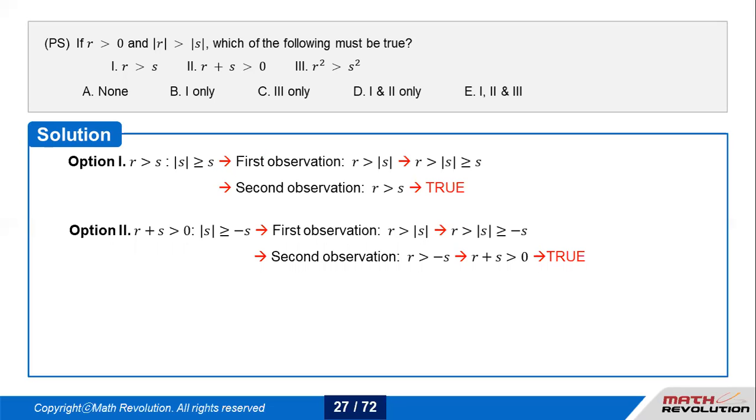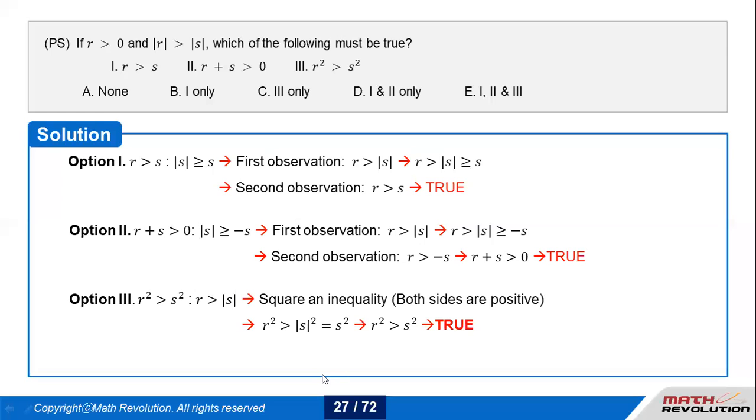Now we know that R is greater than modulus of S, and modulus of S is greater than or equal to negative S. That means R is greater than or equal to negative of S. If we transfer the negative S to the left hand side, it becomes R plus S, which is greater than 0. So my second condition happens to be true.